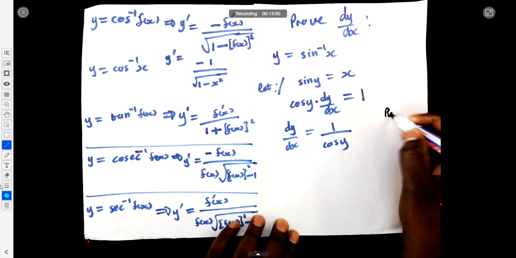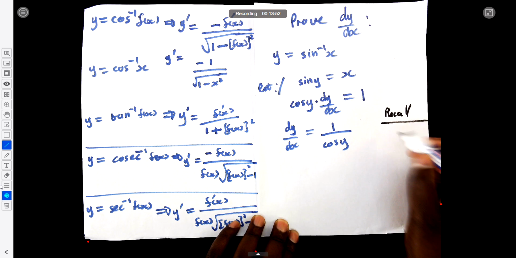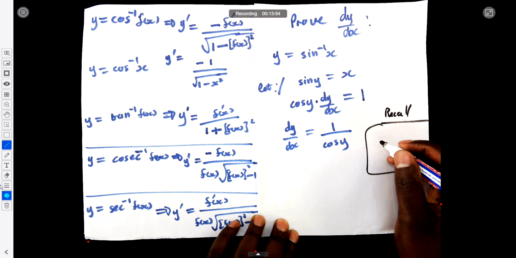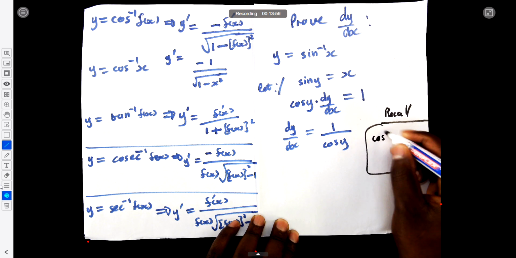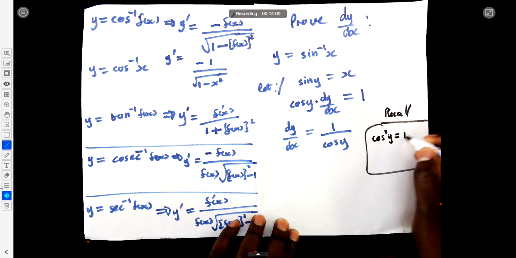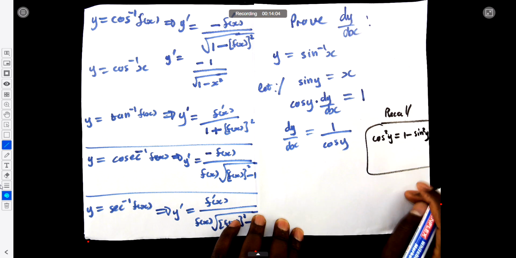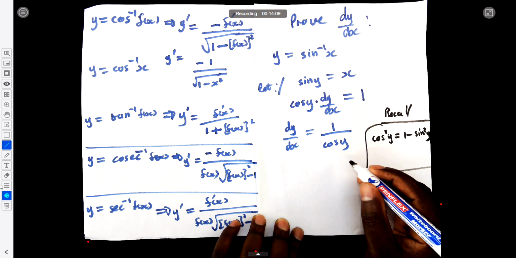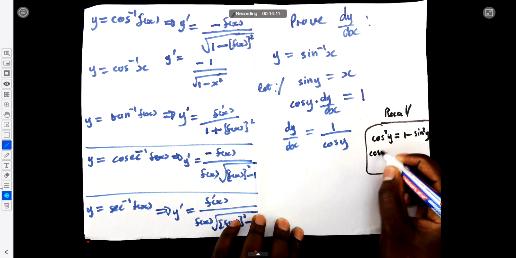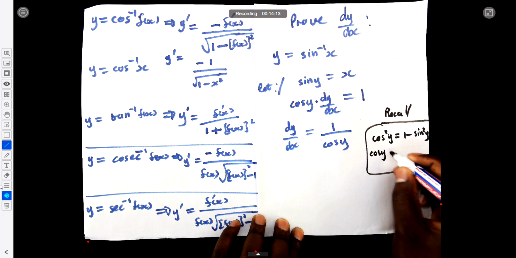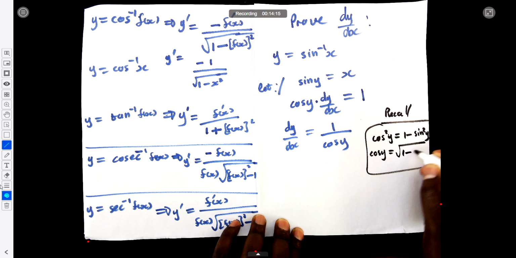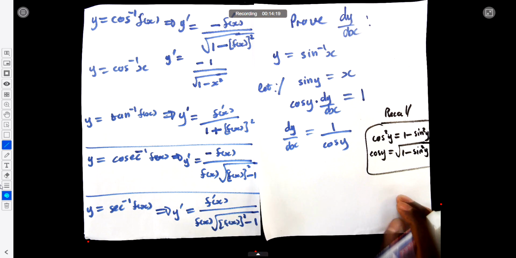That's where we recall the square identities. We know that cos squared y equals 1 minus sine squared y, of the same angle. So what if we apply a square root on both sides? When you apply a square root on both sides, you get rid of the square. Therefore, cos y is equal to root 1 minus sine squared y.